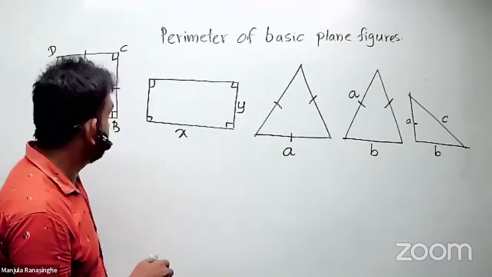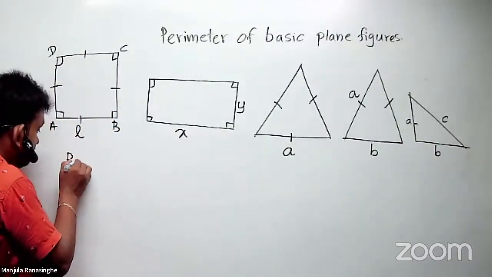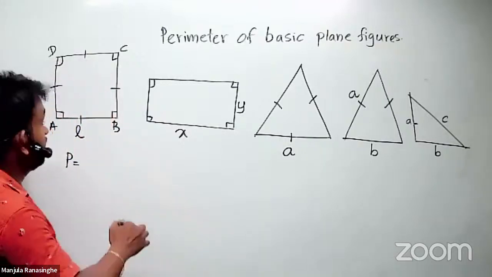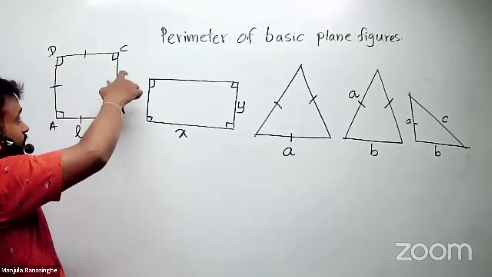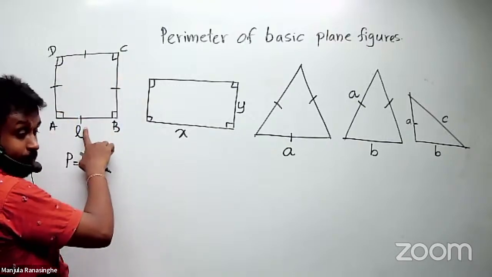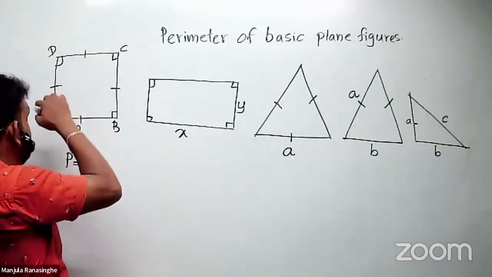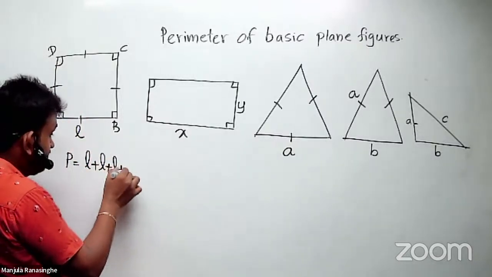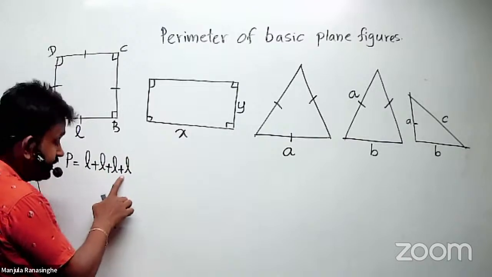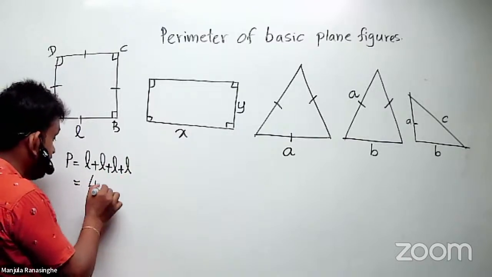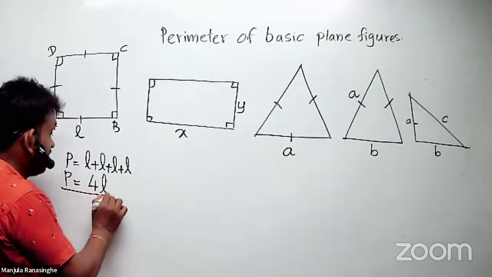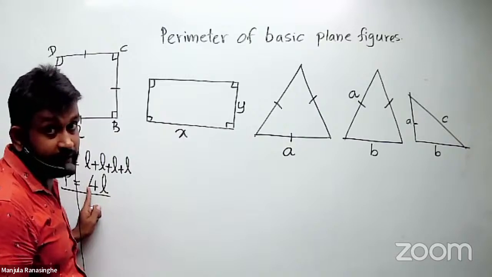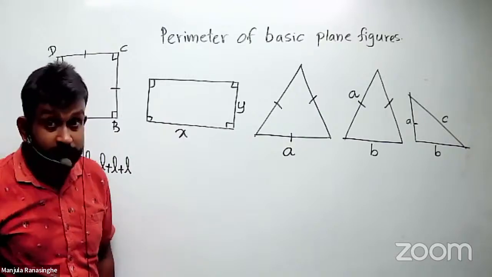Here, for perimeter we use the symbol P, because perimeter starts with P. Perimeter means the sum of all the outer lengths. Here, L plus L plus L plus L. Four L's being added together, we can write 4L. So the idea is, if the side length is given, just multiply it by 4. Then you can find the perimeter of a square.